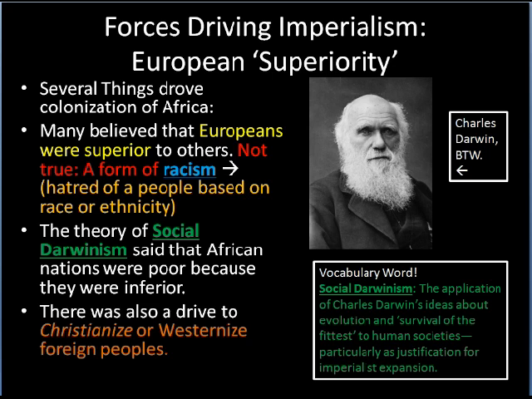But basically they're looking at African nations and saying they're poor because they were inferior. They hadn't learned all these things that Europeans had learned. Again, thus Europeans are better and Africans are inferior. At least that was the theory.